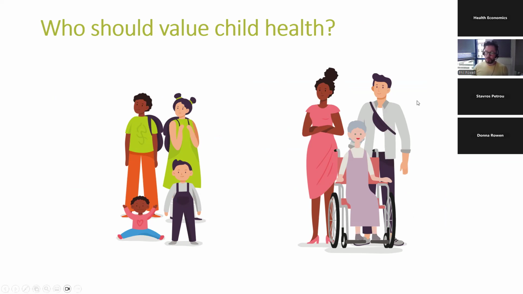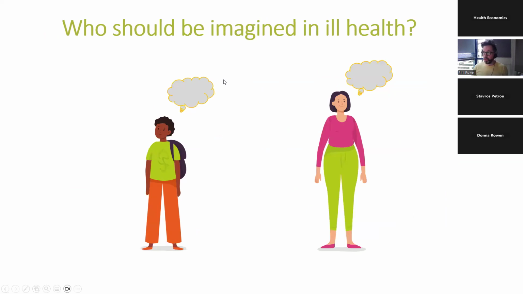Or do we want a group of adults, as in on the right, for example, to value the health states? So that's one key decision to make. And the second one, which is related, is who should people be thinking about when they're valuing these health states.